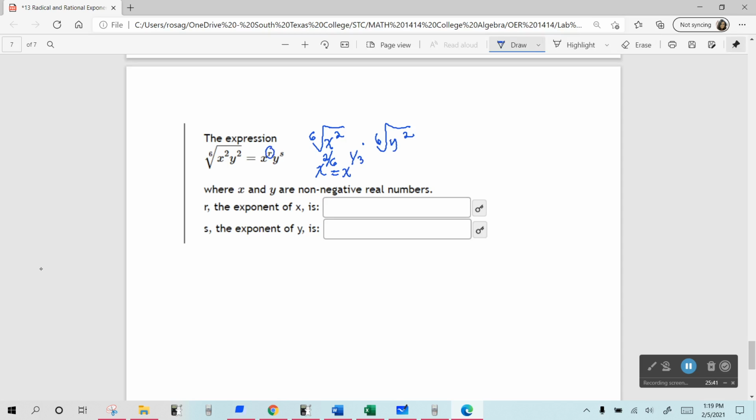So they're saying r is the number with the x, so this is 1/3. Now we look at the y, it's going to be the same thing. It's going to be y to the 2 over 6, which is the same as y to the 1/3. So that's how you change roots to powers.